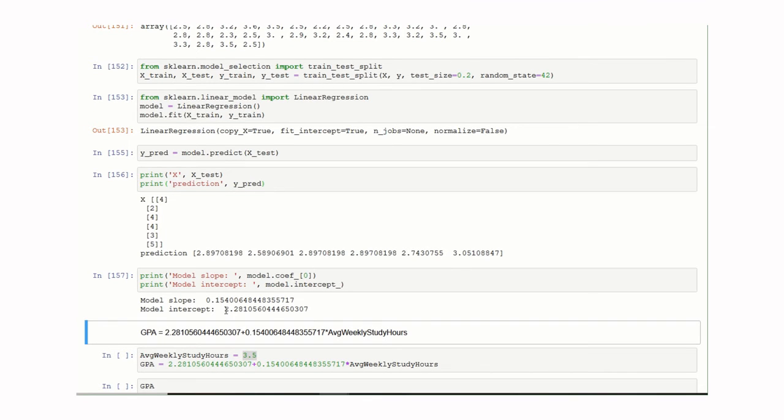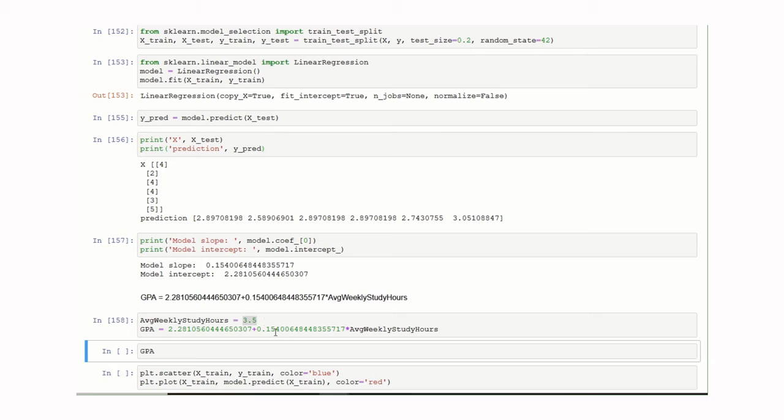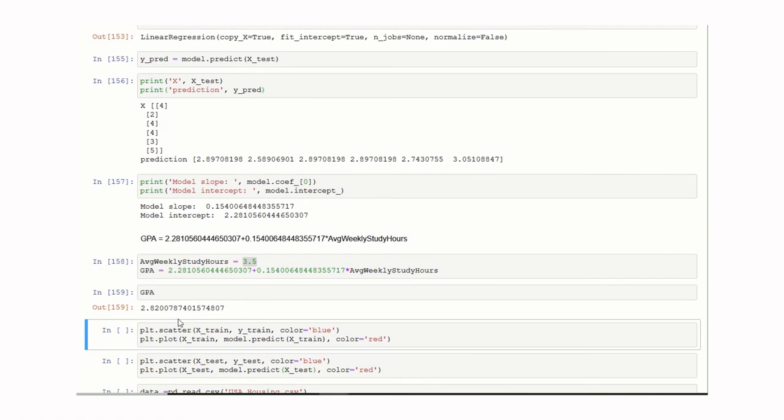In the beginning I said to you, right, the equation for the linear regression, which is mx plus b. Let's replace m and b with these values. So our equation looks like this. Here we are passing x as 3.5 to the equation. So that means average weekly study hours we are passing as 3.5. Let's see what will be the grade. Here the grade is 2.8. So like this we are able to find out the outcomes by using linear regression model.